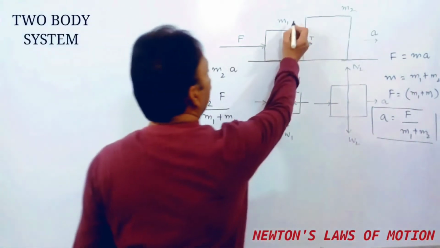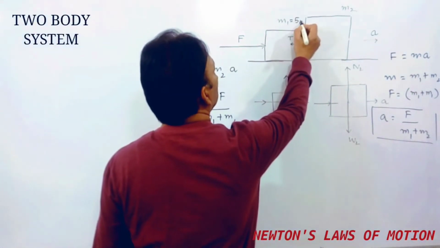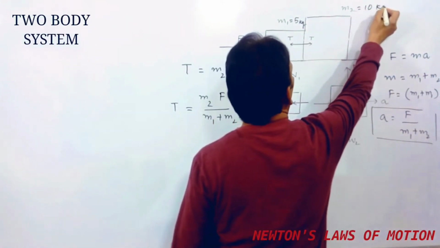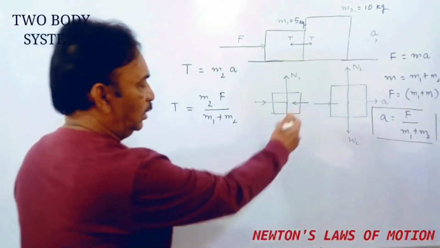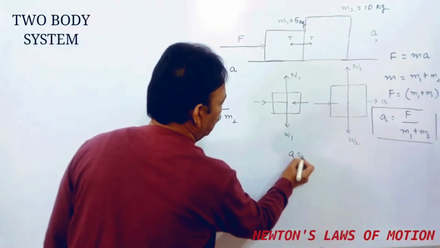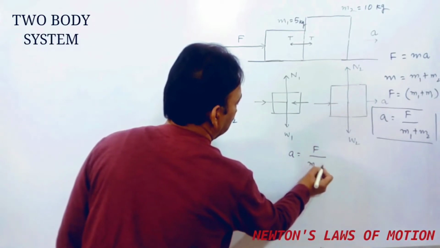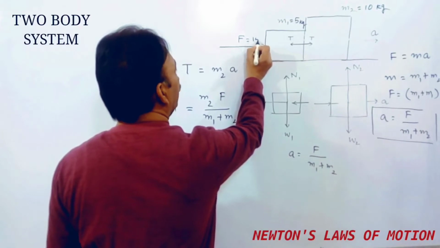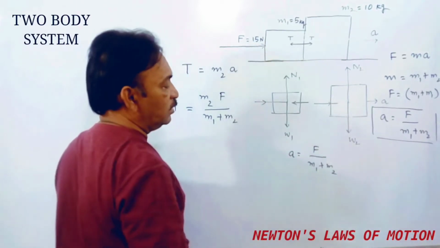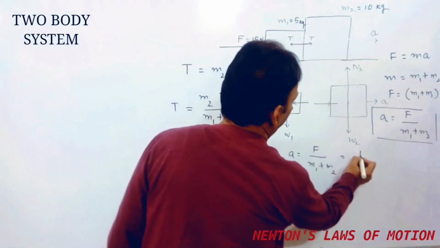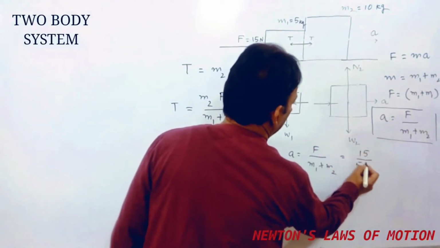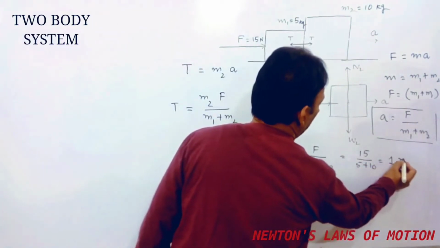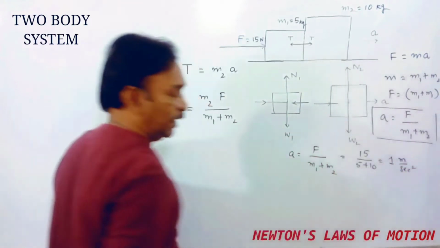Let's say m1 is equal to 5 kg. Students, we are doing one example quickly. m2 is equal to 10 kg, and we have to find out the acceleration. Just simply apply the formula, you can do it fast: F by (m1 plus m2), and let the applied force be 15 Newton. F 15 by 5 plus 10, then it is equal to 1 meter per second square, the acceleration.